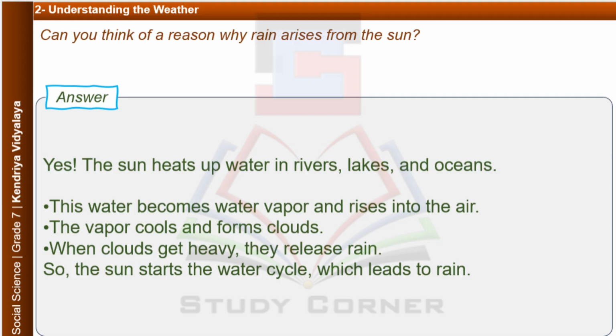The vapor cools and forms clouds. When clouds get heavy, they release rain. So, the sun starts the water cycle, which leads to rain.